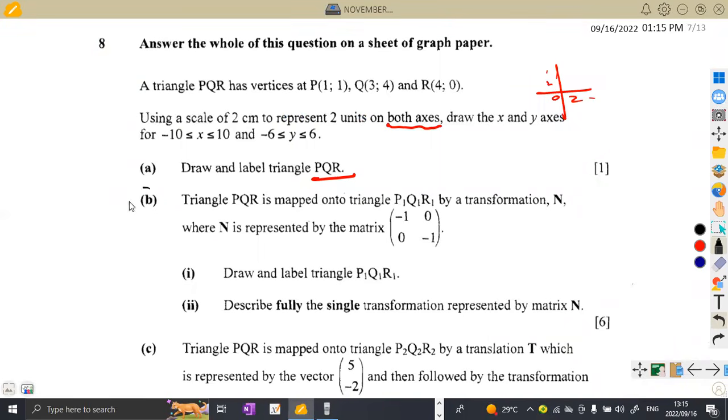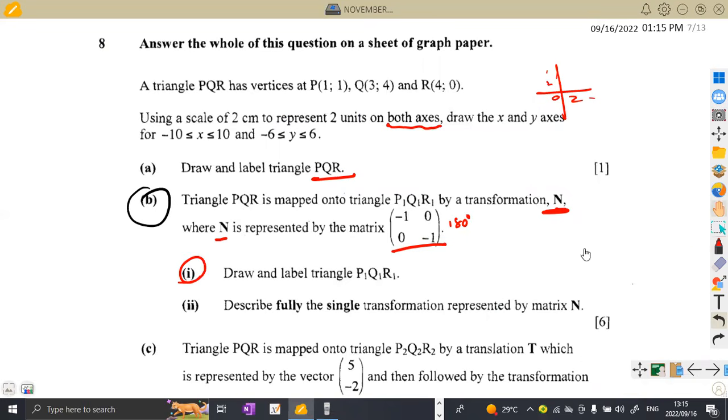In part B, we are given that triangle PQR is mapped onto triangle P1Q1R1 by a transformation N, and that N is represented by this matrix. You're supposed to know which matrix this is. As you can see, this is the matrix for a rotation of 180 degrees. Yes, you're supposed to know your matrices. Anyways, item 1: draw and label triangle P1Q1R1.